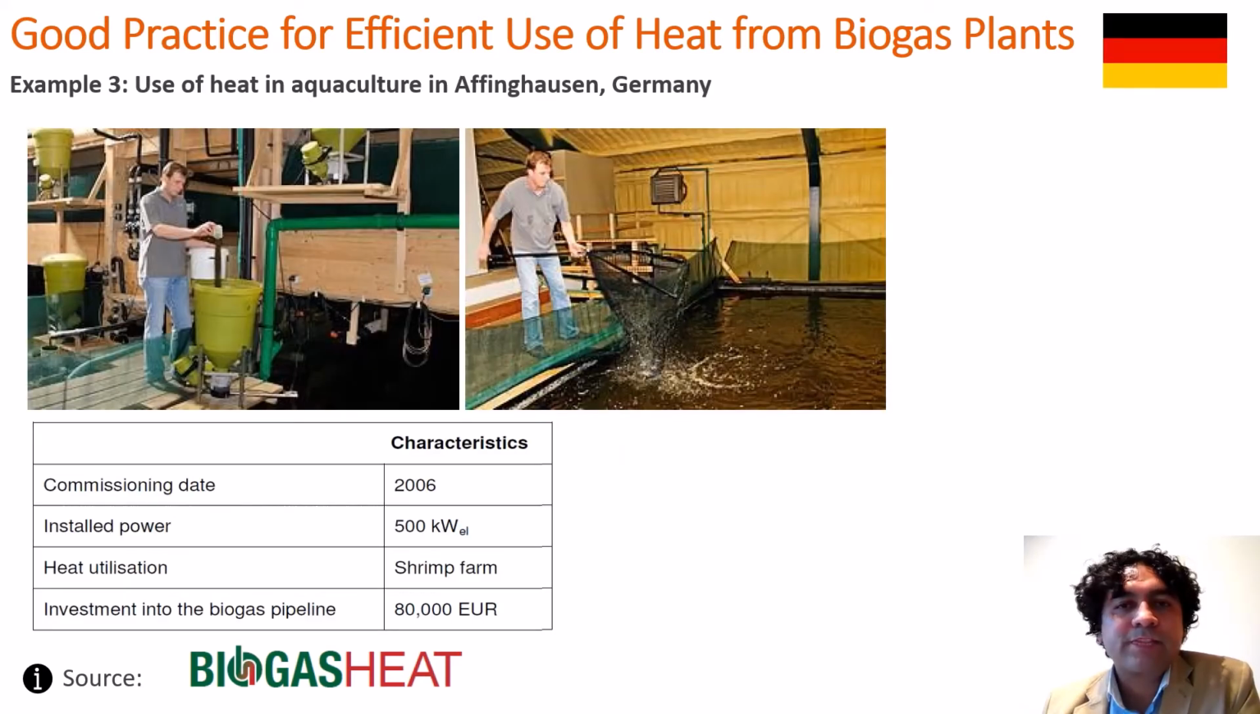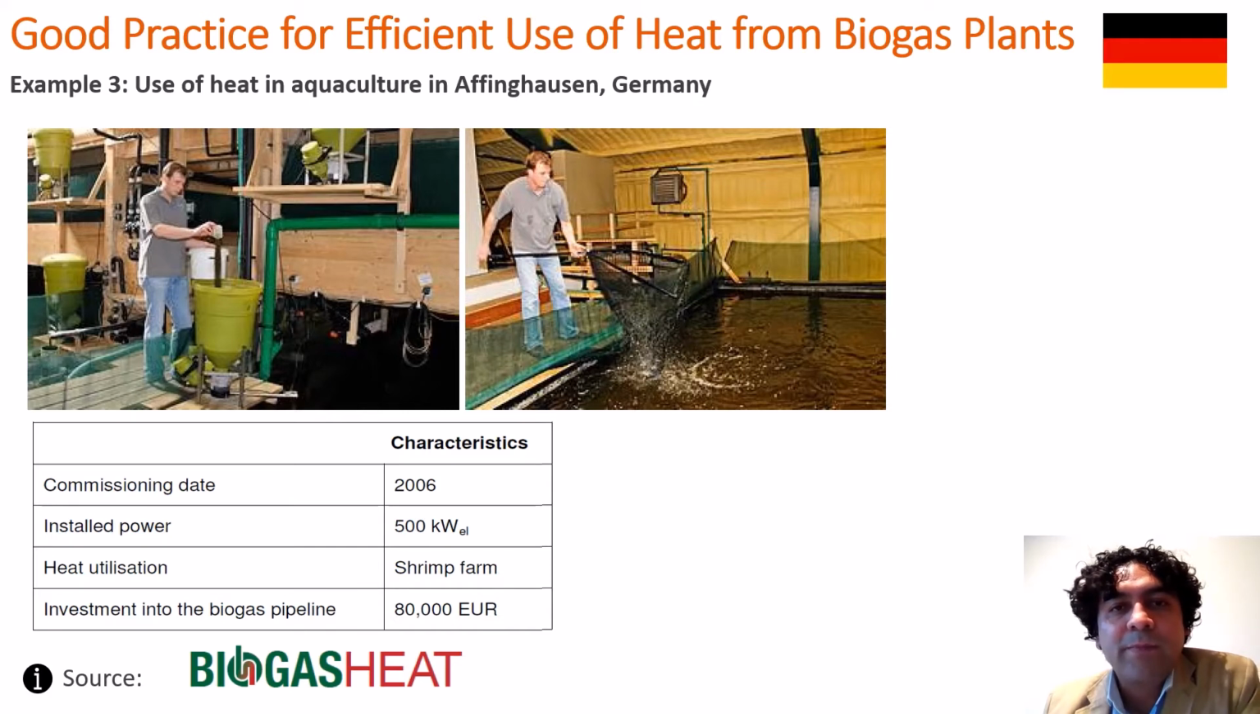This is the first shrimp farm in Germany and utilizes a part of the waste heat produced by the biogas plant for the shrimp breeding facility. This facility shows a good carbon dioxide balance as the shrimps are locally bred. The production emits 40% less carbon dioxide compared with imported ones.